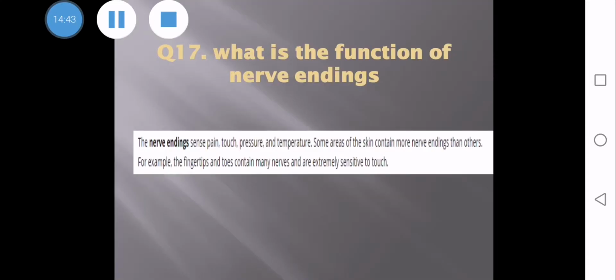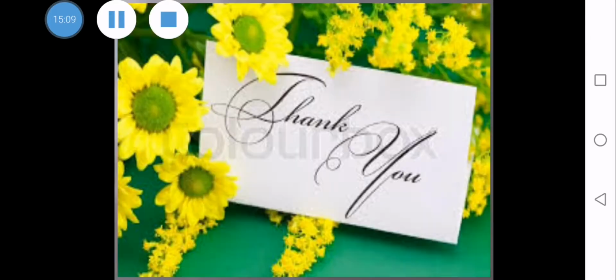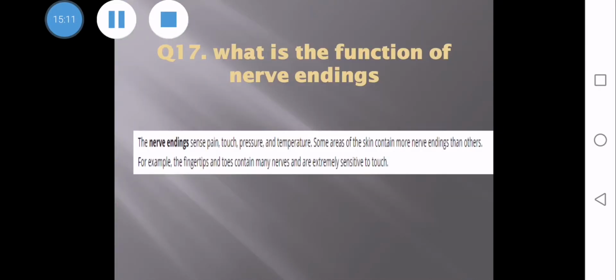So what is the function of the nerve endings? Nerve endings sense pain and touch. They are receptors which take in all the stimuli, whatever the change in the environment, whether it's touch, pain, or temperature. Some areas of the skin contain more nerve endings than others. For example, in the fingertips and the toes, you can easily sense or touch the increase in temperature. These nerve endings then send a message to the brain, and the brain gives the message about what the body has to do.